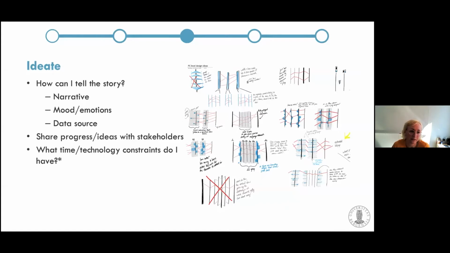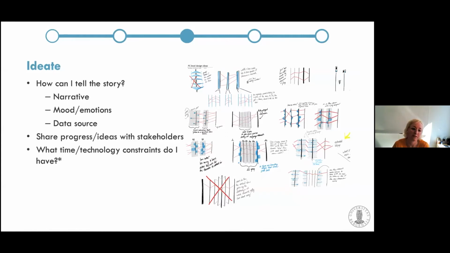It's also an area where you can think about the mood or the emotions you want to convey. We saw this again with Drew's work, and also thinking about how close to the data source you actually want to stay, and how much freedom you have to abstract away from that data source. Here, if you're not afraid to show your sketches, it's really nice to share progress and ideas with stakeholders.